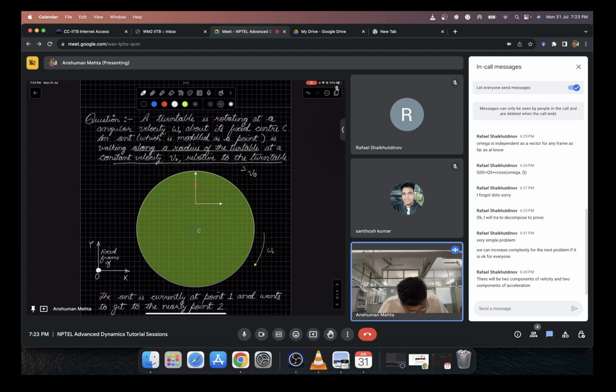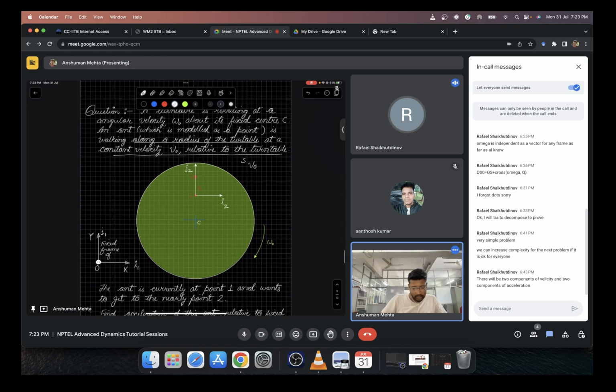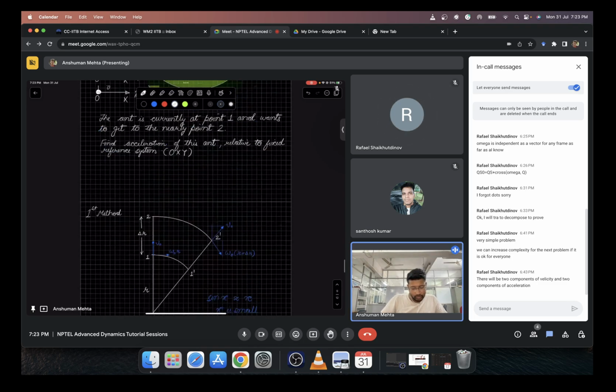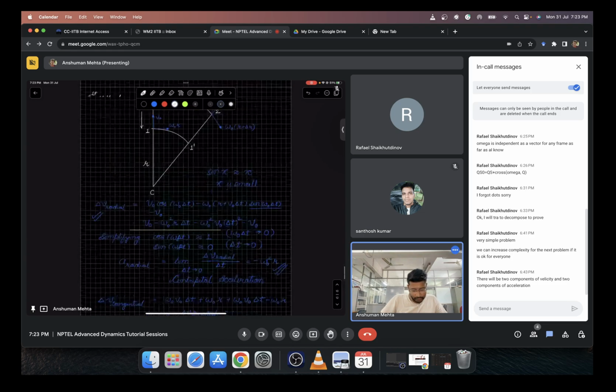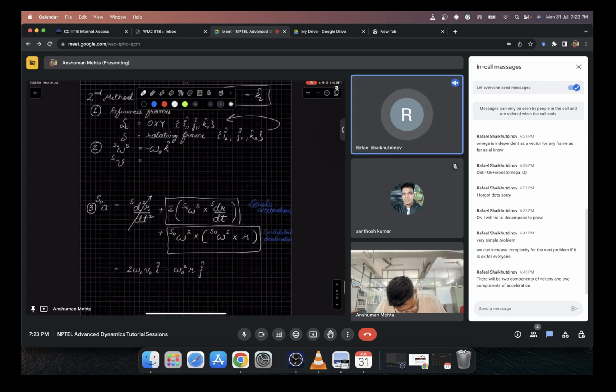So let's say this is I1, and this is I2, this is J2, this is J1. This is what you are saying, right? Now we have to define everything. So V0 is defined in J2, V0.